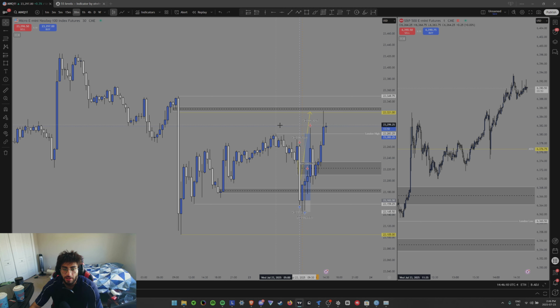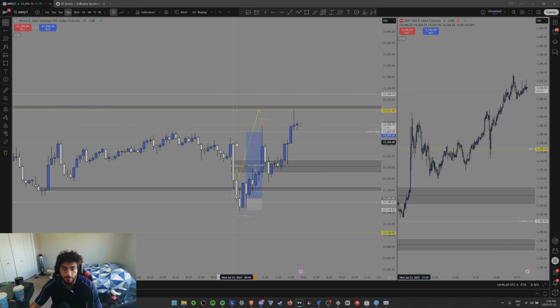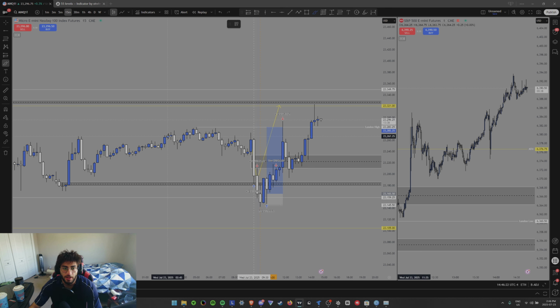All it really was is just a simple AMD setup. We're accumulating orders overnight, manipulated to the downside to grab liquidity, and then distribute back up to session highs. And that's exactly what we did right here. Here's a prime example of our AMD, right? Here is our accumulation range, manipulation, and then distribution to take London highs.